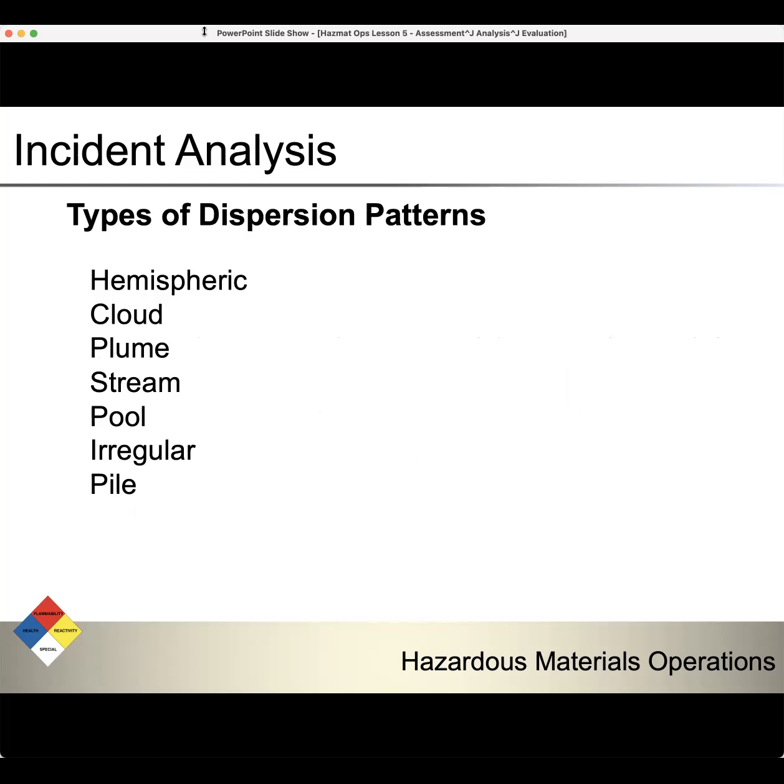All right, so we've had stress, we've had a breach, we've had a release, and now what's it going to do? It's going to disperse. And they have different dispersion patterns that different materials exhibit. There's hemispheric, cloud, plume, stream, pool, irregular, or a pile.